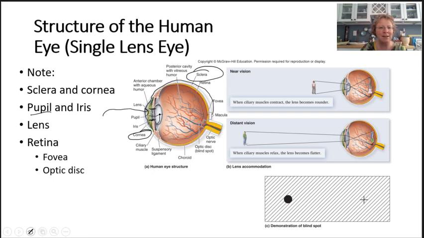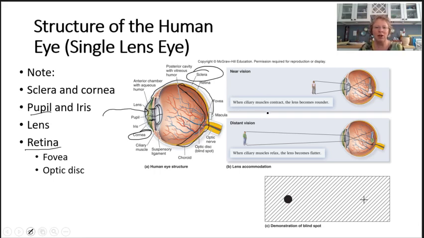The lens is another clear structure, and its job is to focus light on this tissue lining the back of our eye here, which is called the retina. And the retina is where we have our photoreceptors, concentrated in the fovea, which is our focal point, and not in the optic disc, which is where the optic nerve attaches to the back of the eye.